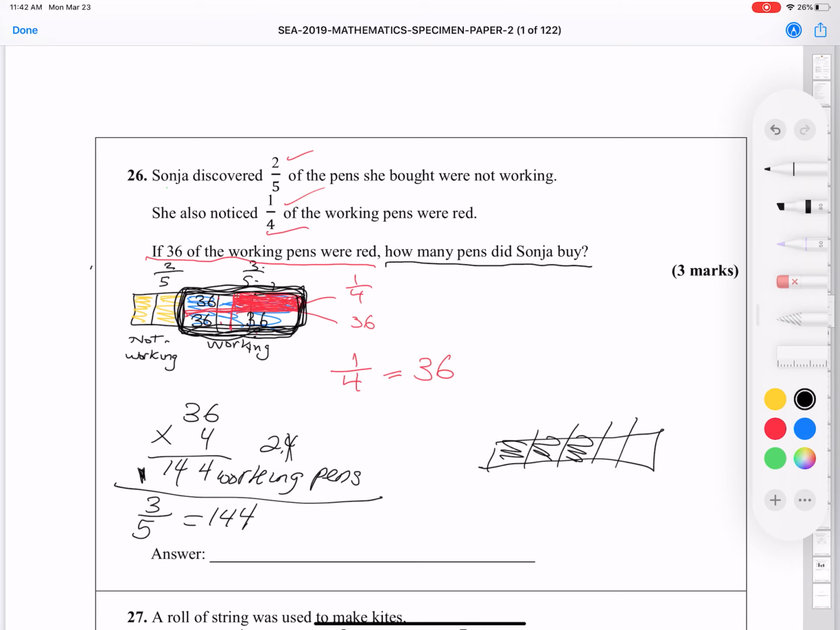3/5 equal 144. Can we find out the value of 1/5? Yes, we divide by 3. So 144 divided by 3 gives us the value of 1/5. 3 into 12, 4 3s are 12. 14 take away 12, 2, bring down the 4. 3 into 24, 8. So this means that each fifth is worth 48.